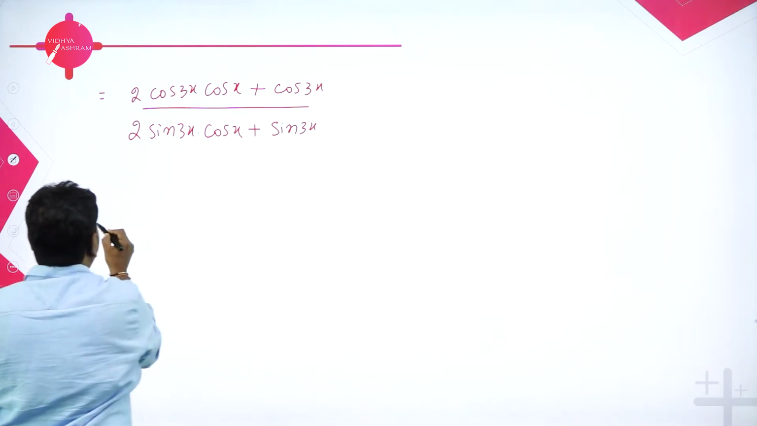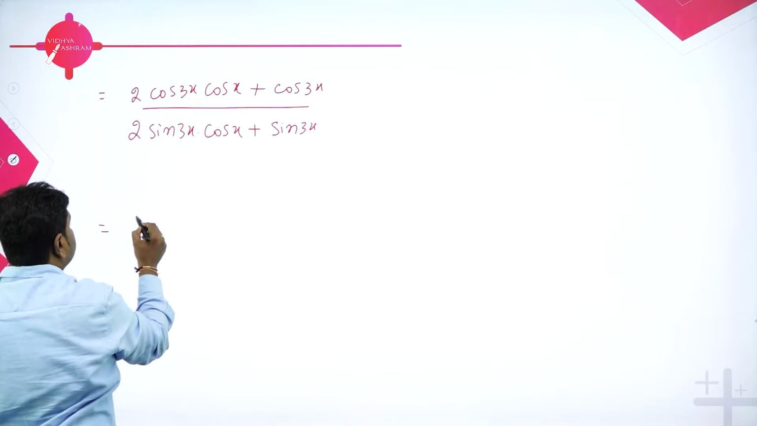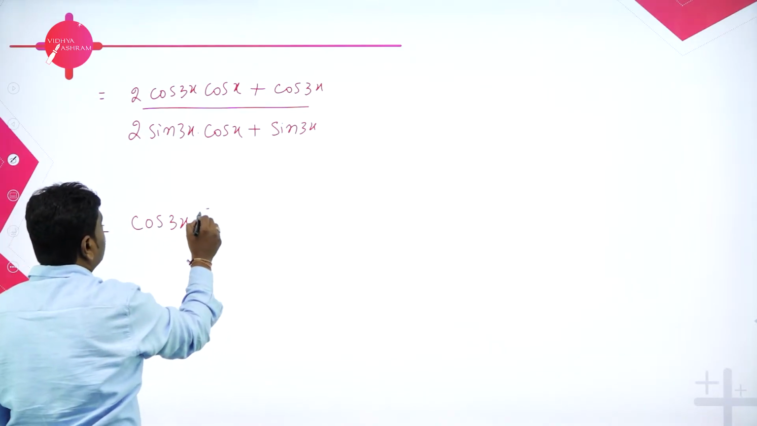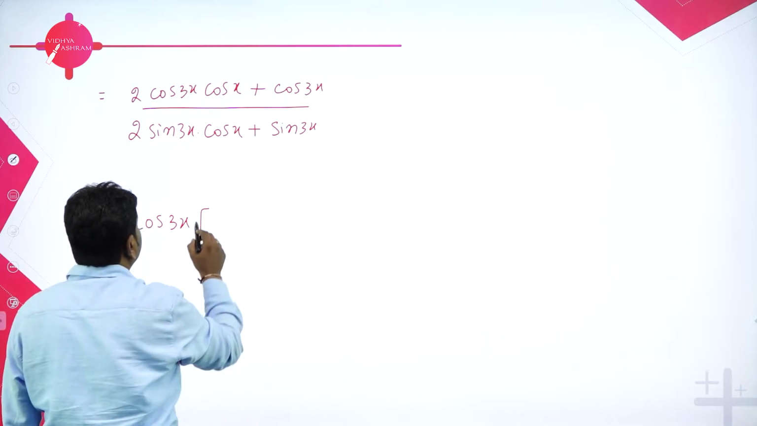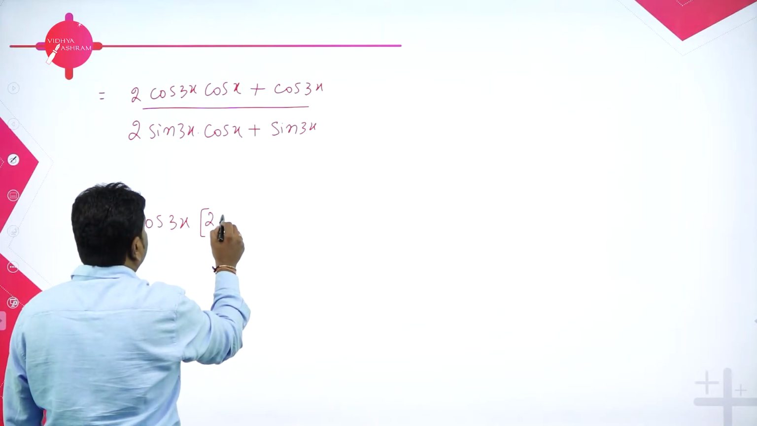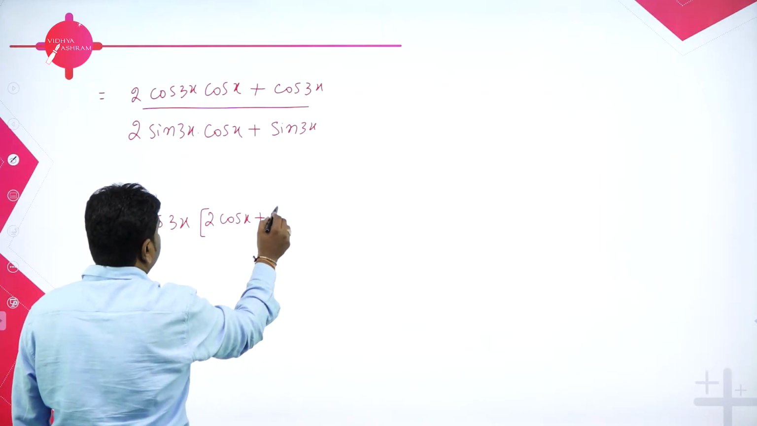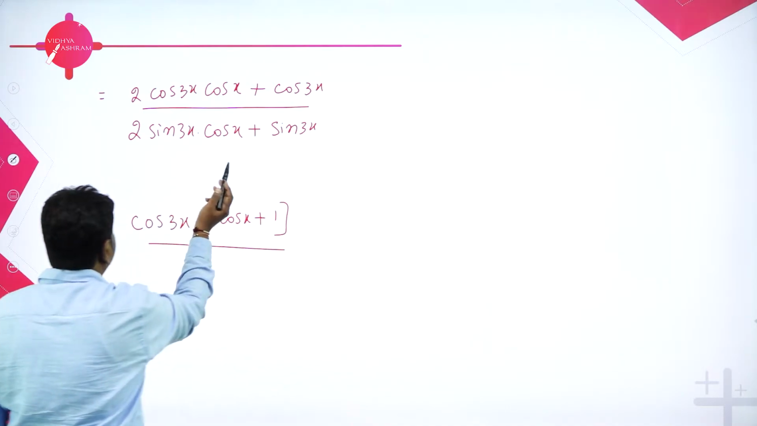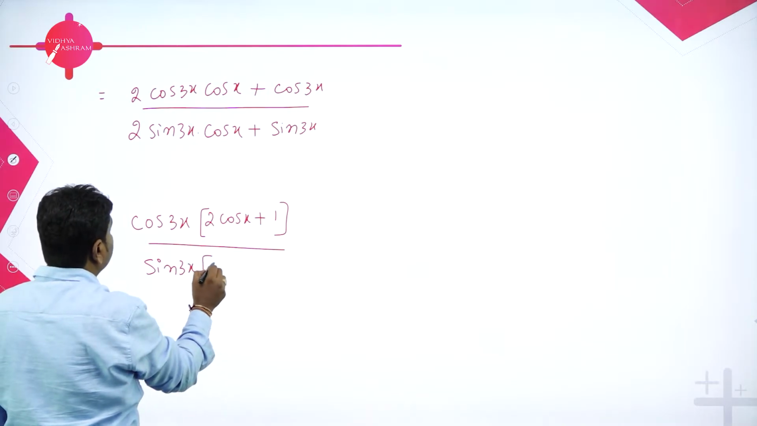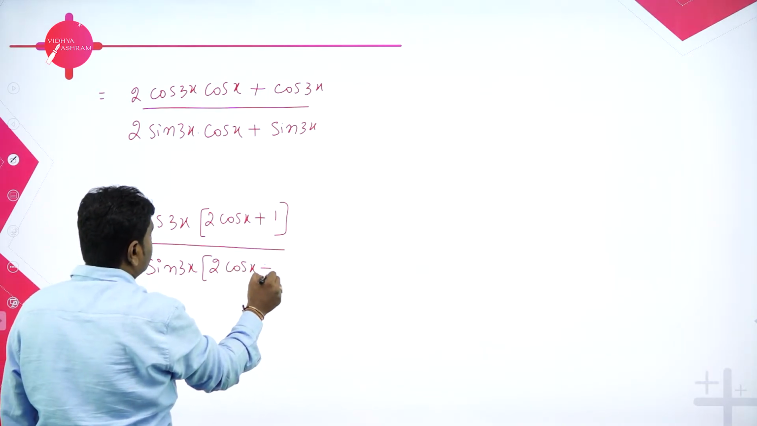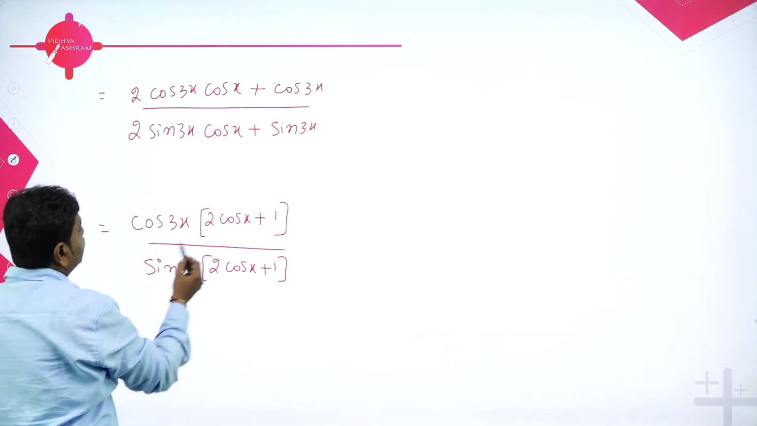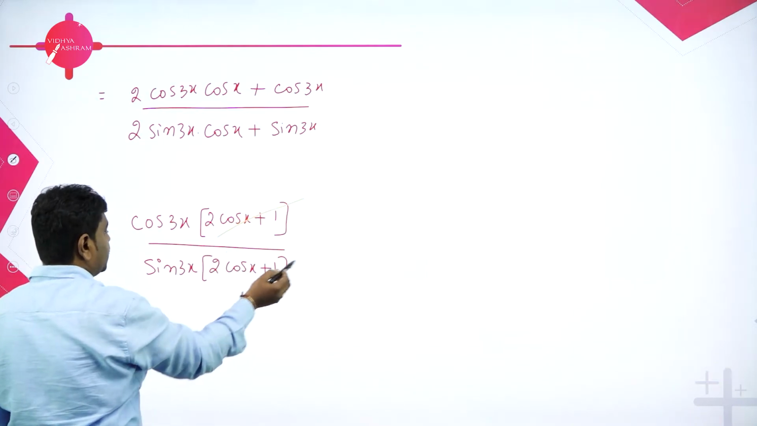Now in the numerator you can take cos 3x common. If you take out cos 3x, you will be left with 2 cos x plus 1. In the denominator, take sin 3x common, and again you will be left with 2 cos x plus 1. Now you can cancel the terms that are present: this is 2 cos x plus 1, this is 2 cos x plus 1, cancels.